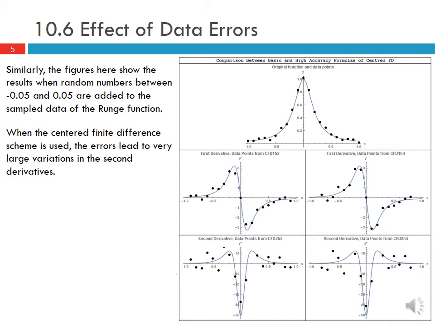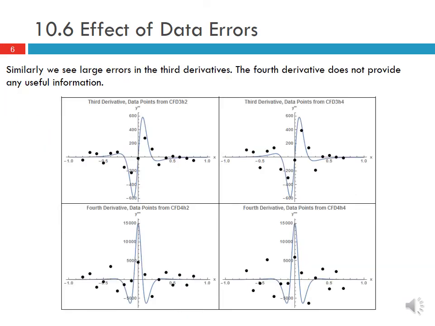The previous slide showed taking the derivative of the interpolation function, and here we're showing using the finite difference scheme to take the derivatives, and we get a similar result. For the first derivative, the noise in the data is not so bad, but as we take the higher derivatives, the noise starts to be amplified. You can see this here with the second derivative. We can also see the same thing in the third derivative as well as the fourth derivative, where the fourth derivative here does not really provide any useful information.